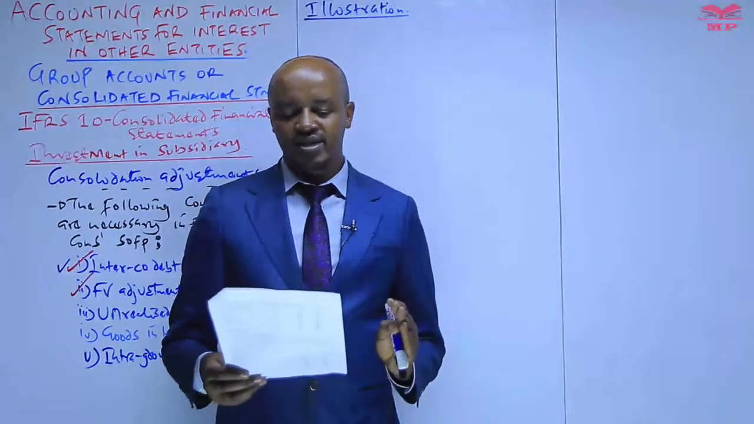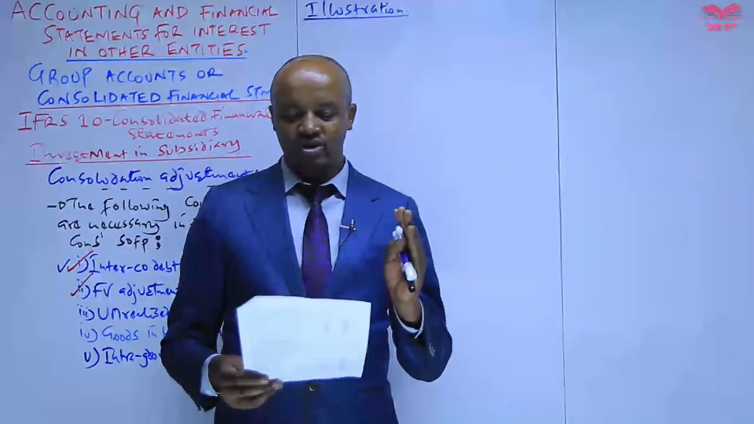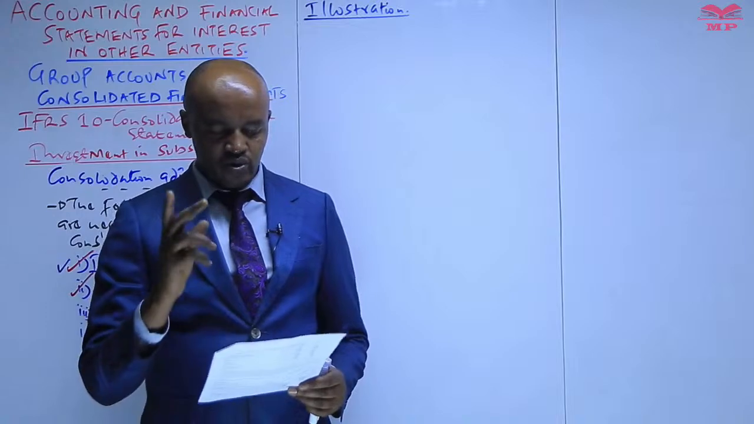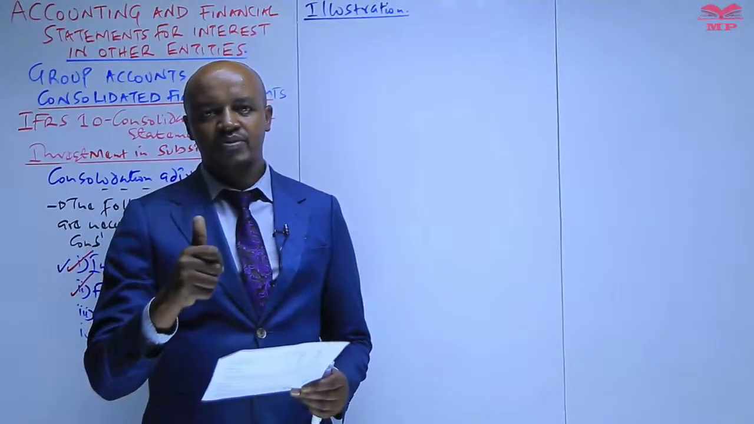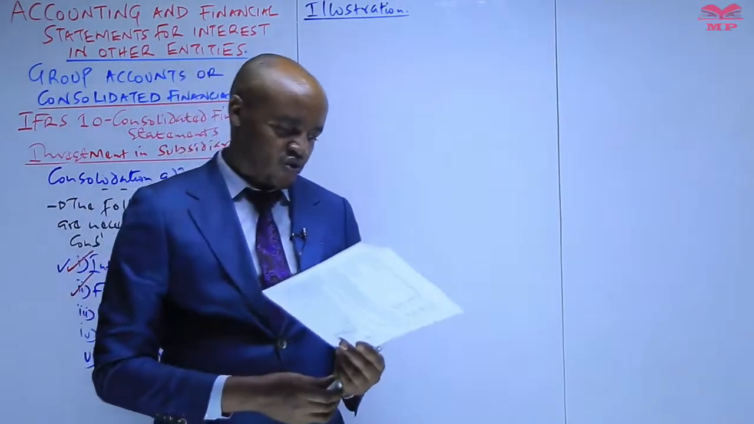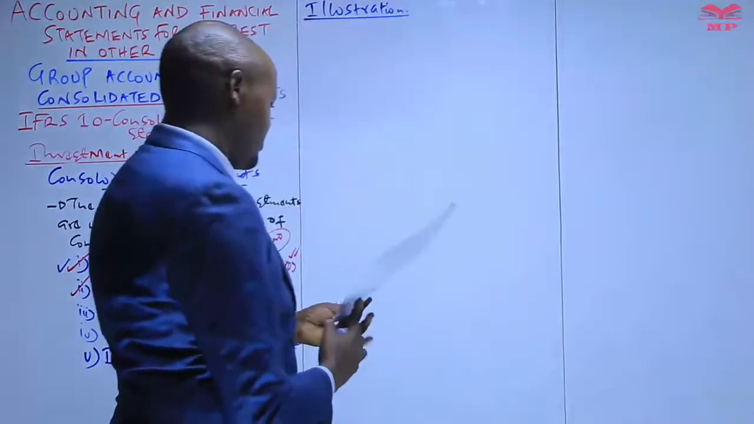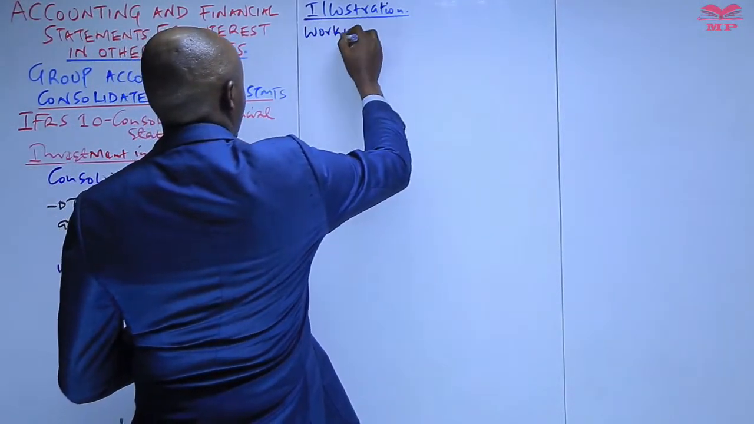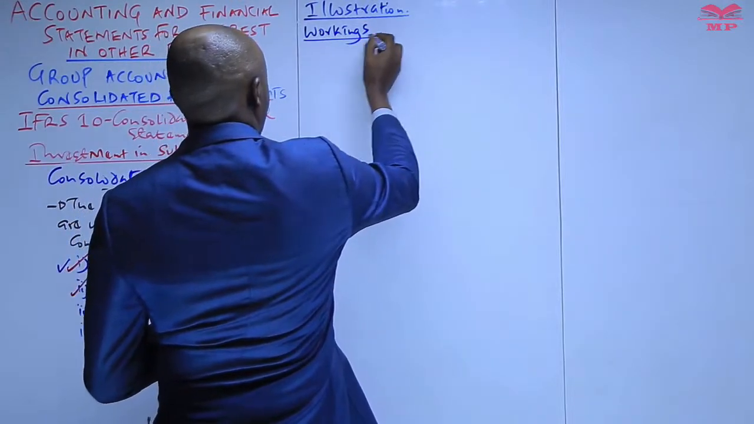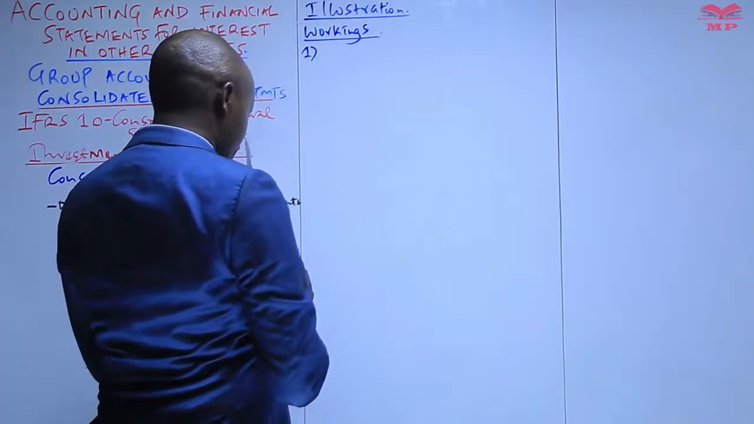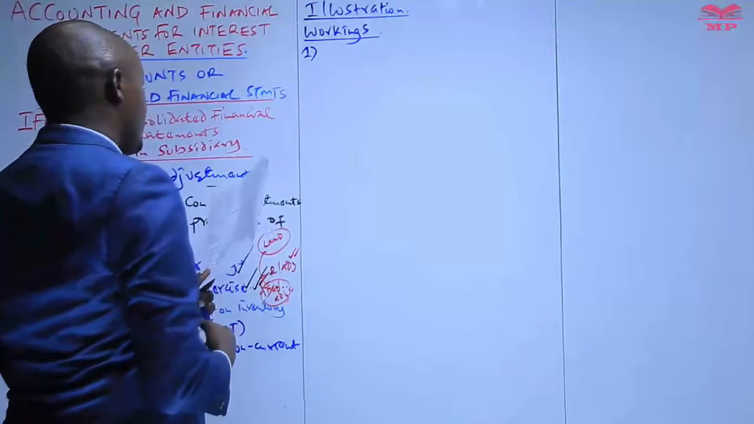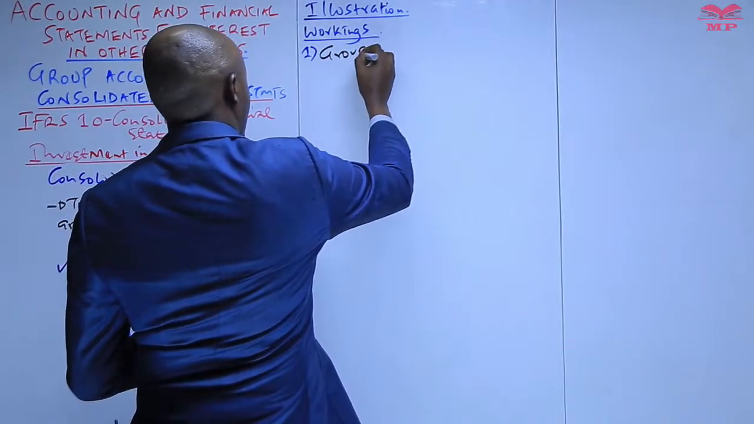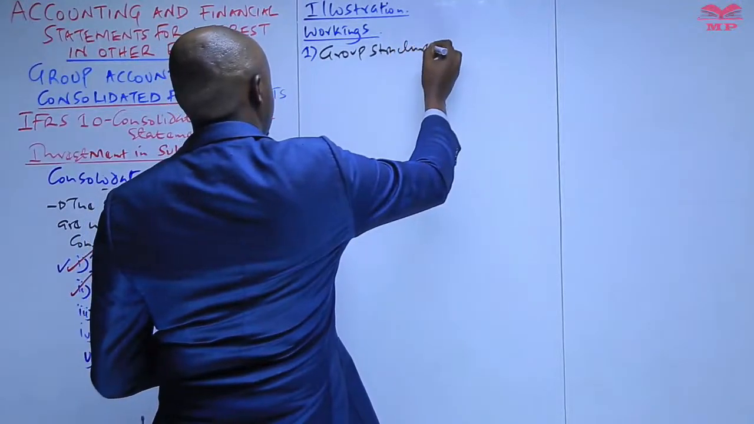and then from there you proceed, you combine, you add together similar items of assets and liabilities, those of the parent and those of the subsidiary. And also we have to compute two important items: the group retained earnings and also the non-controlling interest. So therefore the first thing we need to do here is basically to do a few workings, and the first working we need to have here is to come up with a group structure.